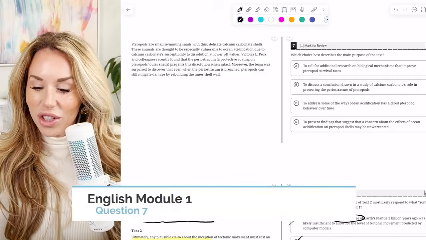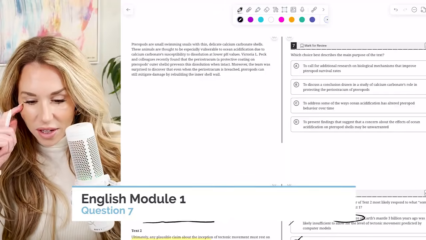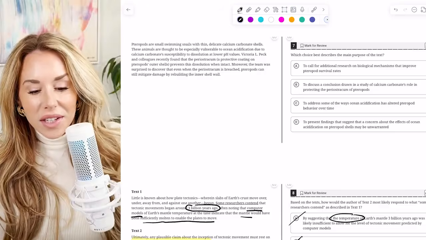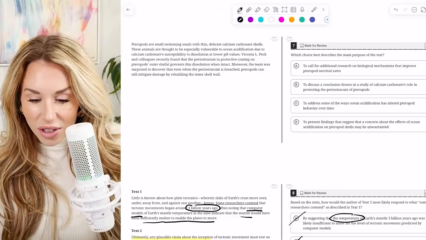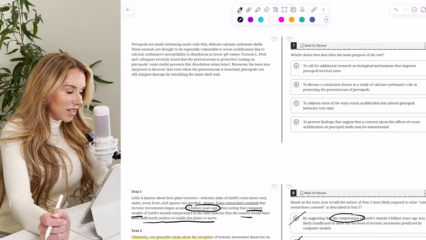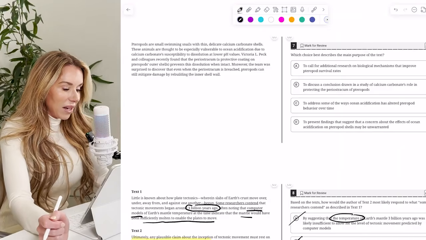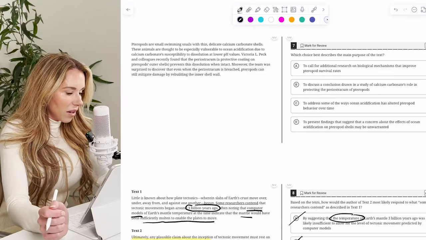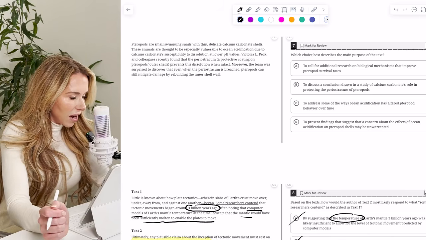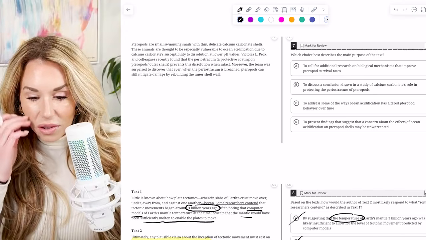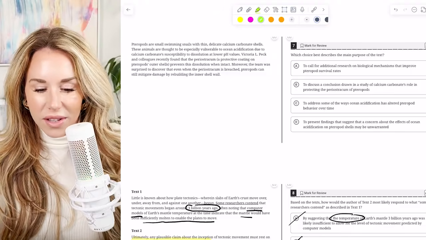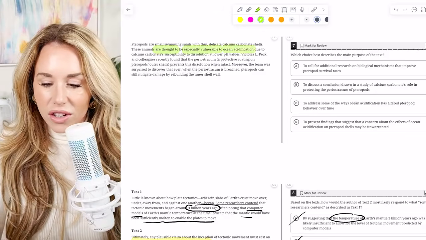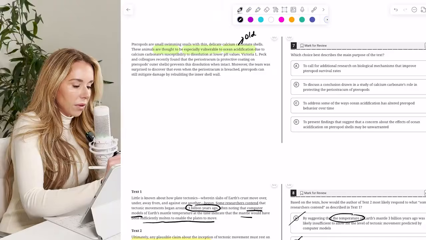All right, number 7, which choice best describes the main purpose of the text? So we have pteropods are small swimming snails with thin, delicate calcium carbonate shells. These animals are thought to be especially vulnerable to ocean acidification due to calcium carbonate's susceptibility to dissolution at lower pH values. Victoria L. Peck and colleagues recently found that the peristratum, a protective coating on pteropods' outer shells, prevents this dissolution when intact. Okay, so already I'm seeing some things in this. They're thought to be especially vulnerable to ocean acidification. So that sounds like an old belief to me.